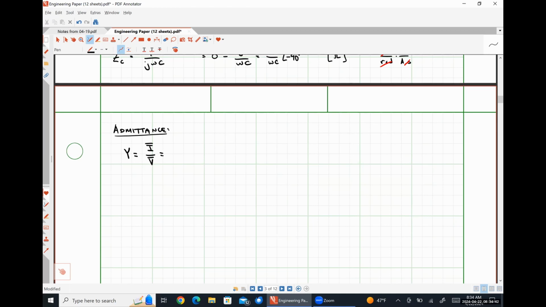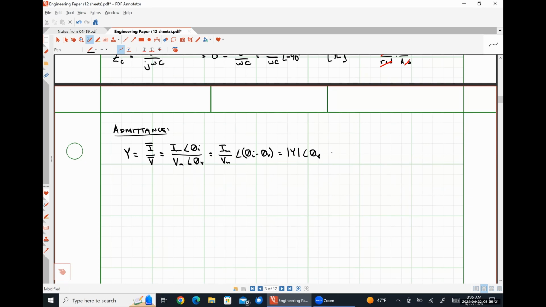So that means we would have I_M angle theta I over V_M angle theta V. And this would be I_M over V_M angle theta I minus theta V, which would simply be the magnitude of our admittance Y angle the phase angle of our admittance Y.